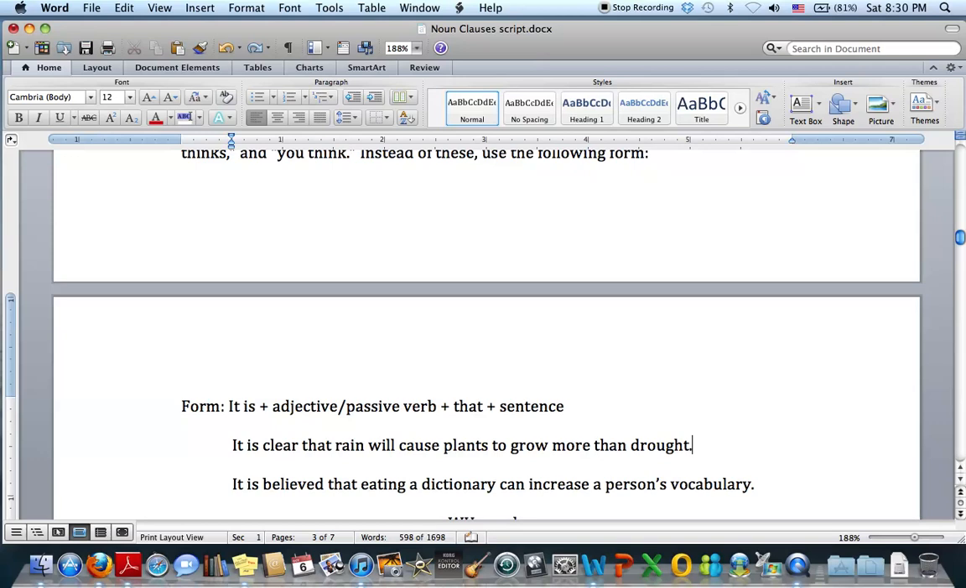This is very commonly used. It's extremely common, and it's a way to avoid using some subject like we or you or everybody knows. Instead of that, we just get it is plus that adjective, and then we keep going.